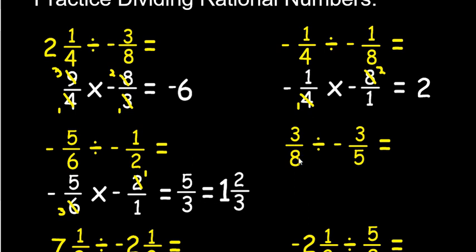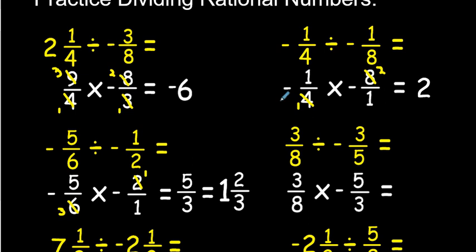Let's try the next one, 3/8 divided by negative 3/5. Pause the screen, work it out. Let's see how you did. You should have written 3/8 times negative 5/3. Notice we're multiplying by the reciprocal.